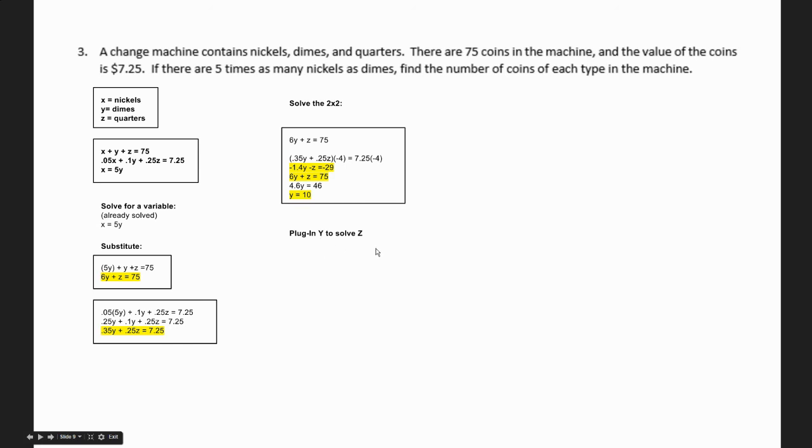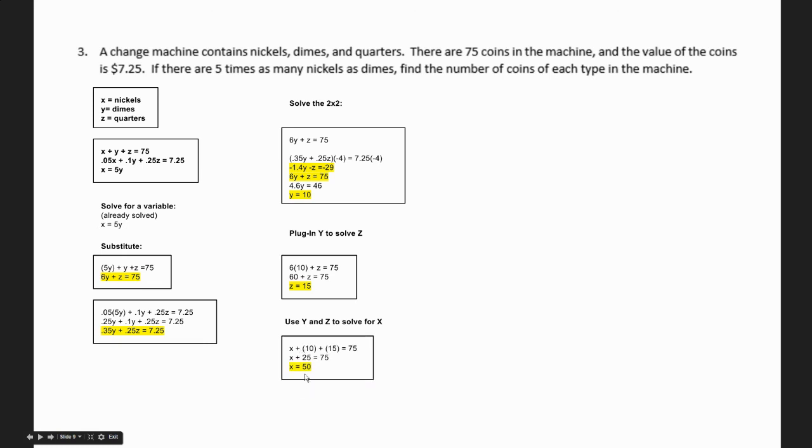So now you can plug in y to solve for z. You can just use this top equation up here, any one that has just the y's and the z's for the variables in it. So you plug in 10 for y, and 6 times 10 plus z equals 75. So then you get 60 plus z equals 75, and then you get z equals 15, because you just subtract the 60. So now you can use y and z together in one of these equations to solve for x. So x plus 10 plus 15, you're just substituting in your y and your z, equals 75. So x plus 25, when these combine together, equals 75. And then you'd subtract 25 from both sides and you get x equals 50.